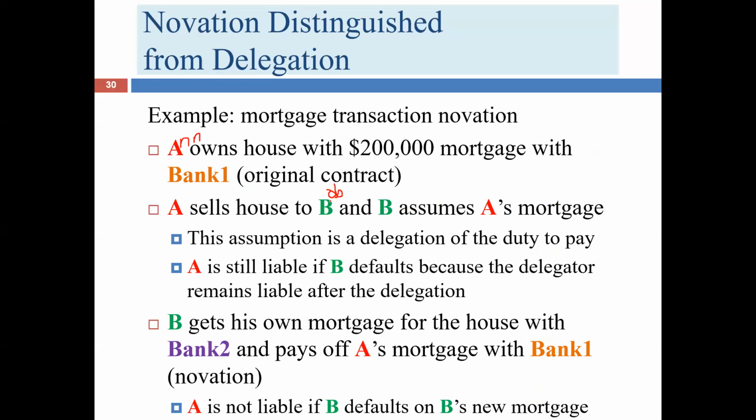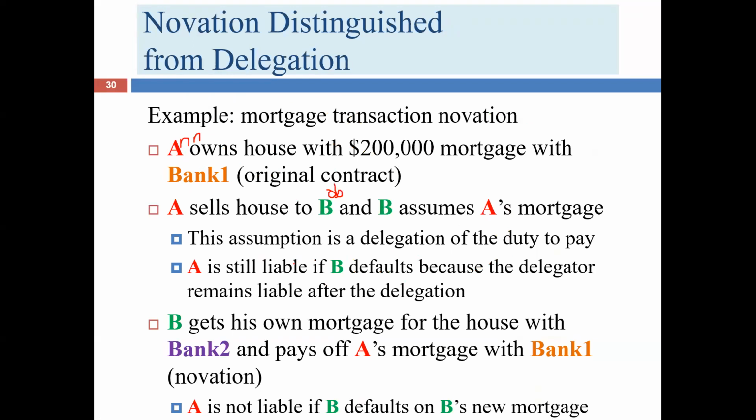But let's say Bob loses his job and he can't make his monthly payments. Well, because this is a delegation situation, Bank 1 can certainly sue Bob, but if Bob is out of work, there's not really much advantage to suing Bob. So Bank 1 can also sue Ann. After all, the original contract was between Bank 1 and Ann. So Ann remains responsible for the payment of the mortgage because she is delegating the duty. And remember, in a delegation, the delegator remains responsible for the transaction.